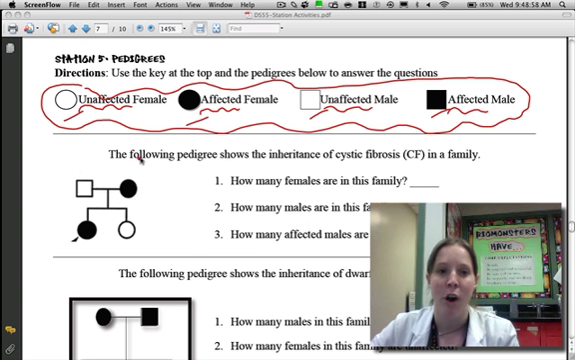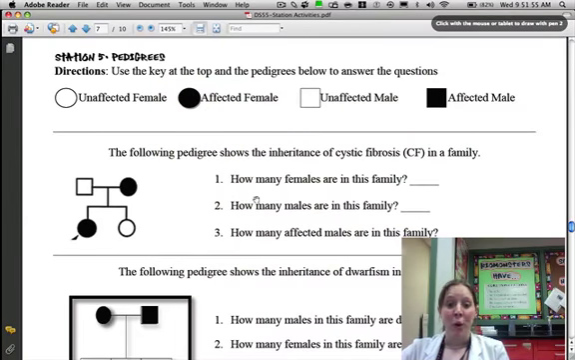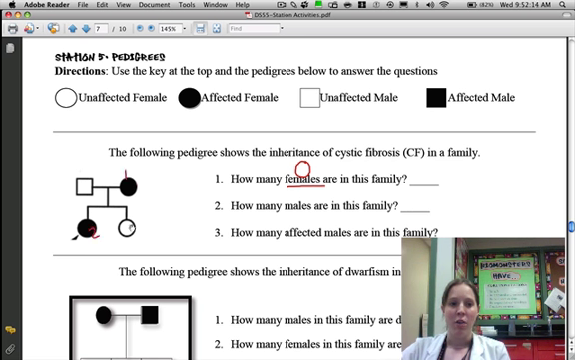It says the following pedigree shows the inheritance of cystic fibrosis in a family. Our first question says, how many females are in this family? I know from my key that the symbol for female is a circle. Because it doesn't specify if it has to be a female who is affected or unaffected, I'm going to count all the circles. Looking over here, I see that there are 1, 2, 3 circles in my pedigree, which means that there are 3 females in this family.